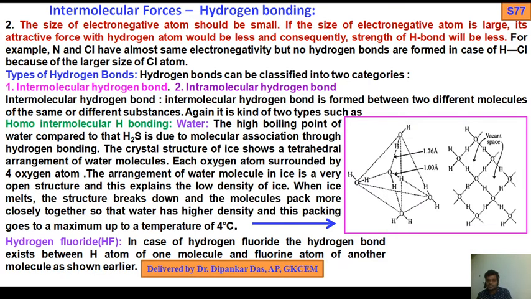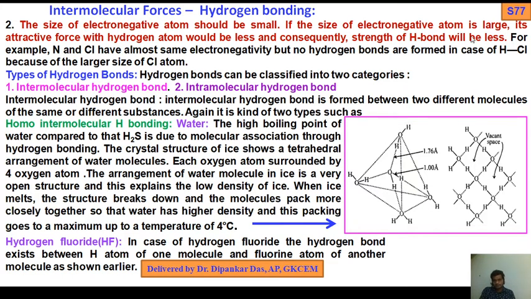If size increases, what will happen? The attractive force with the hydrogen atom would be less, then it will be a less electronegative element. Consequently, the strength of the hydrogen bond will be less. If the electronegativity decreases, the strength of the hydrogen bond will be diminished.